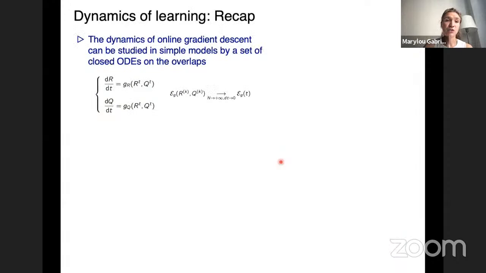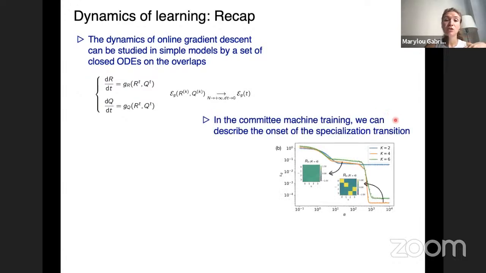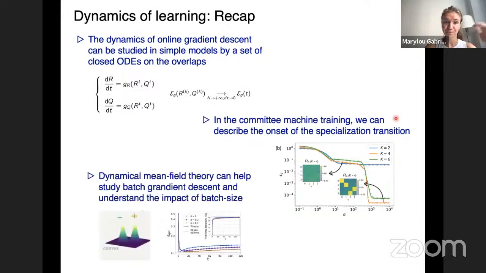Just to recap what we have seen in this last part of the talk on the dynamics of learning: especially in the online gradient descent setting, thanks to the disorder average and asymptotic thermodynamic limits, it's possible to characterize the performance of the algorithms in terms of a closed set of ODEs on overlap variables. That allowed us, in the committee machine, to describe the onset of the specialization transition and understand the role of over-parameterization. And what we didn't have time to cover is that dynamical mean field theory, which is a bit more involved, can also help study even batch gradient descent in simple models such as the perceptron.